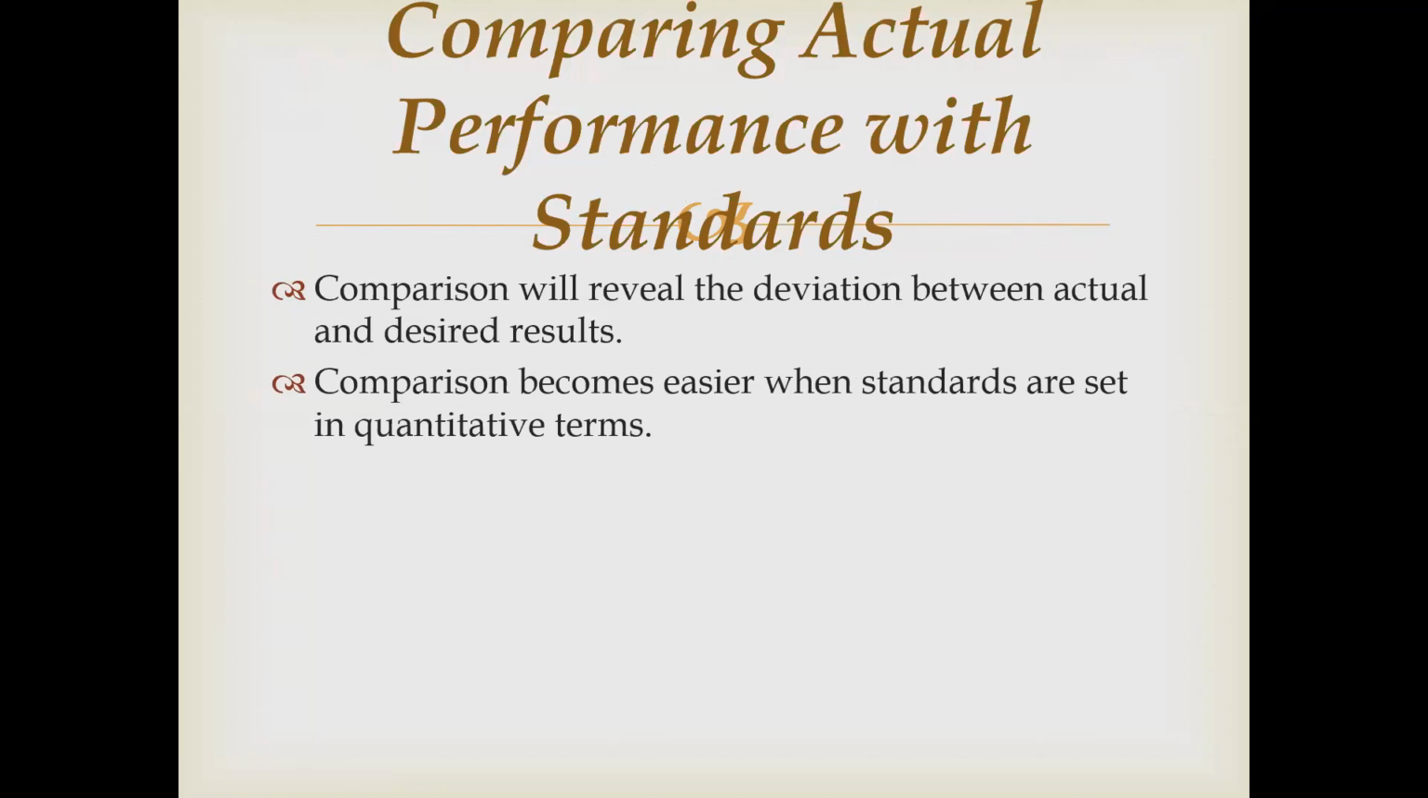Now, comparing the actual performance with standards, comparison will reveal the deviations between actual and desired result. जब हम अब actual result जो कि हमने step 2 में calculate किया, उसको हम compare करेंगे with the desired result, that is with the standards जो कि हमने step 1 में set किए थे, then we will be able to know that what are the deviations, difference क्या है, क्या हमने standard achieve कर लिया, नहीं किया, तो difference क्या है, कितना हम standard achieve नहीं कर पाए, या कहीं हमने standard से ज़्यादा output produce कर लिया या target achieve कर लिया.